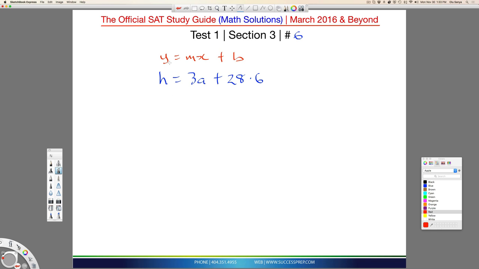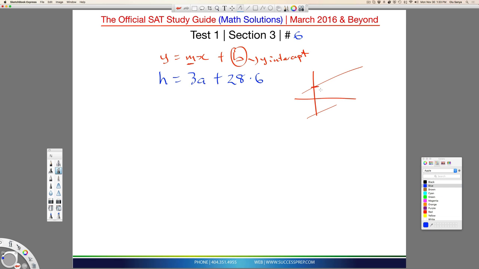This is the equation of a straight line. Let's study what this means and how that can help us answer this question. If you look at a straight line, this b is your y-intercept. What does that mean? That's just where the line cuts the y-axis, whether on top or at the bottom. It doesn't matter. And this m is your slope, meaning the rise over run of this line.